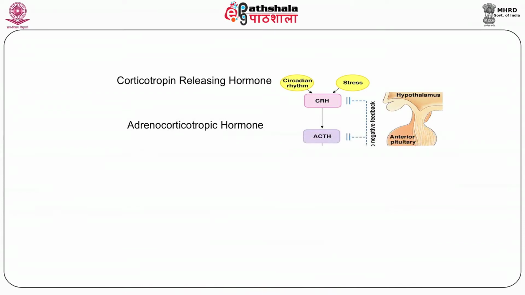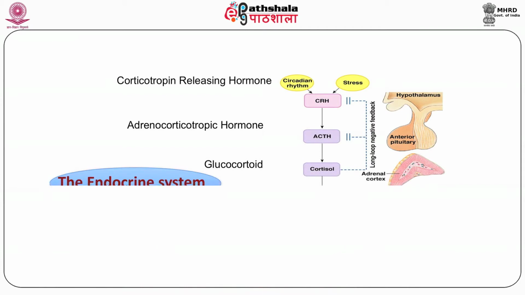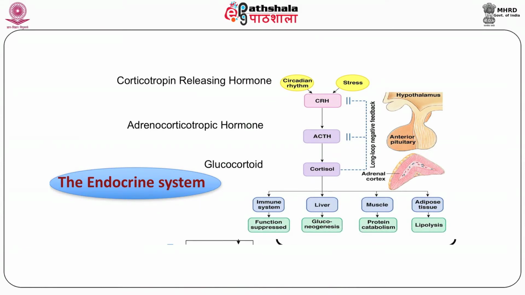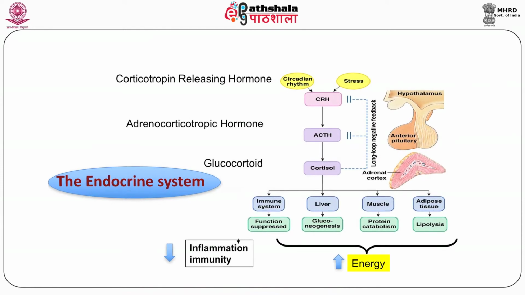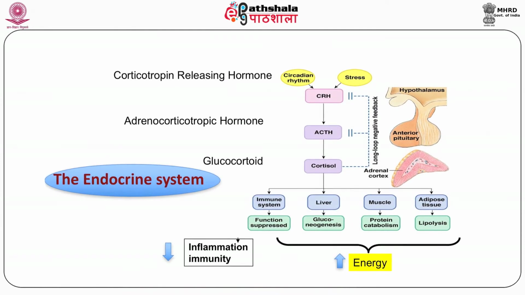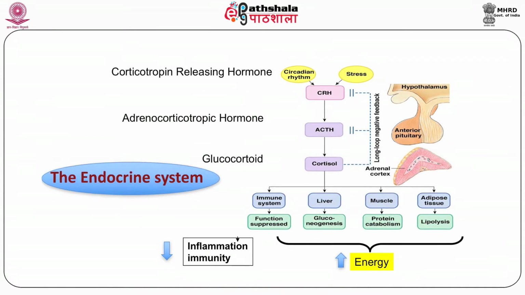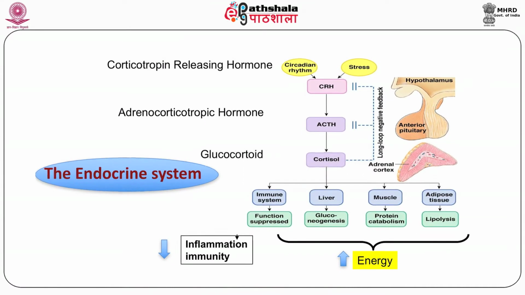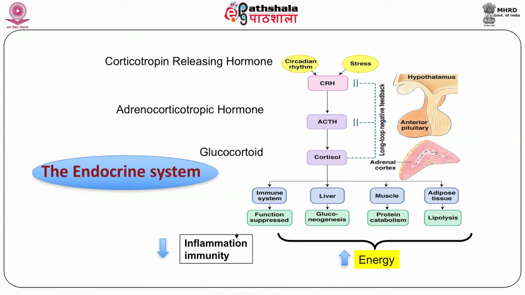Now, coming to the CRH loop or the corticotropin releasing hormone. This hormone causes the release of adrenocorticotropic hormone and thereon the release of glucocorticoids. Glucocorticoids cause easy availability of energy, they decrease inflammation and immunity. These further help in the stress responses.